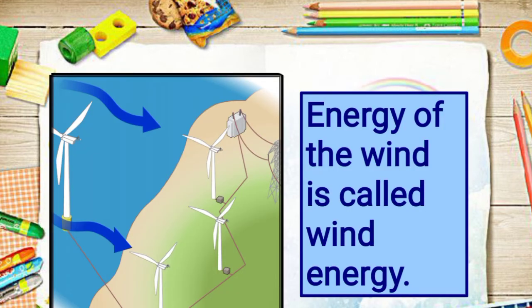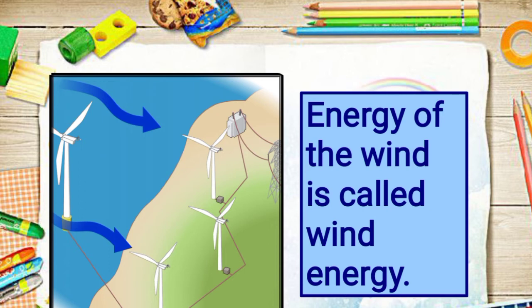Now let's understand wind energy. Wind is the movement of air around us. So wind also has energy, and the energy of the blowing wind is called wind energy. The energy is due to movement of substances, and so the energy associated is the kinetic energy.